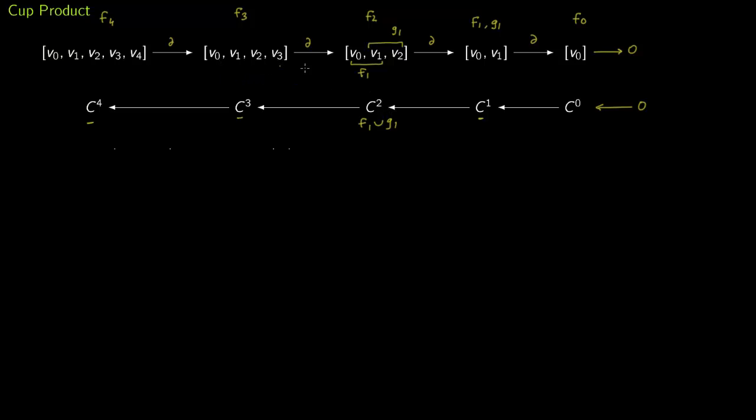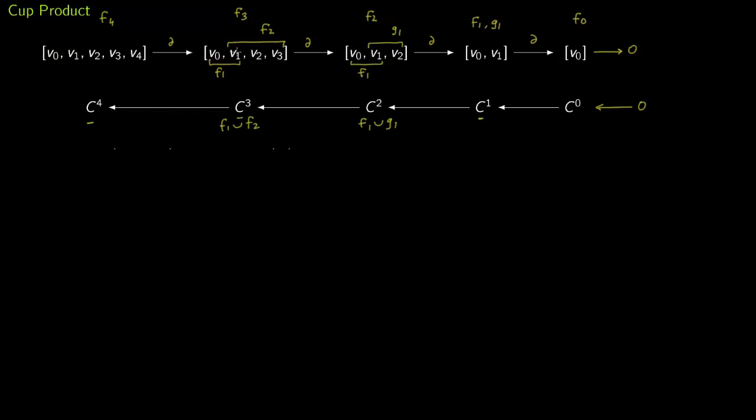Similarly here, say you have f2. Say f2 acts on these three vertices. And then you have f1 which acts on two vertices. Again, f2 is just acting on three vertices, and f1 on two vertices, but you can glue them around this vertex v1, have a common domain, and that will ensure this combination of f1 and f2 will lie in c3. So this combination is cup product.